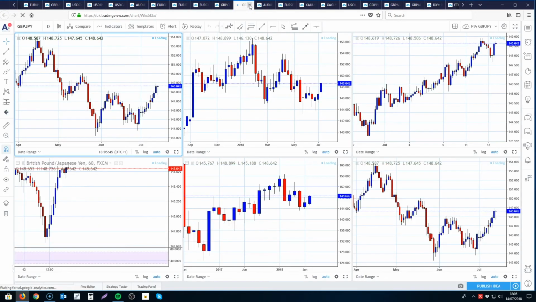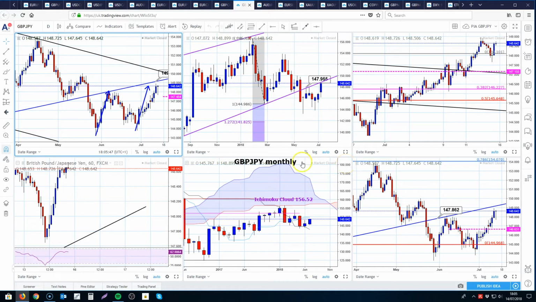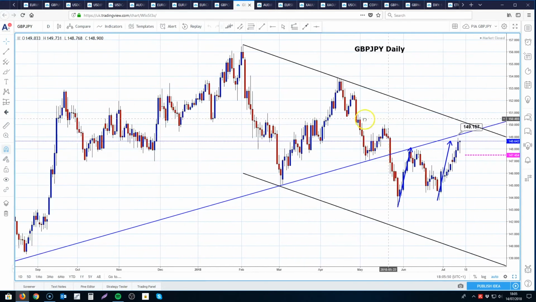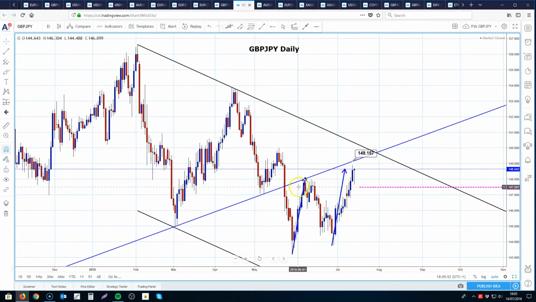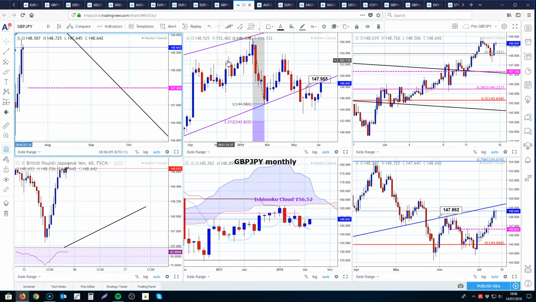Sterling yen, and this is probably the most important time frame. ABCD has been completed. We missed the buying of the dip on Friday. We've got reverse trendline resistance at 149.17. So I'm not sure how much of an upside or continuation of that upside trend we're going to get.